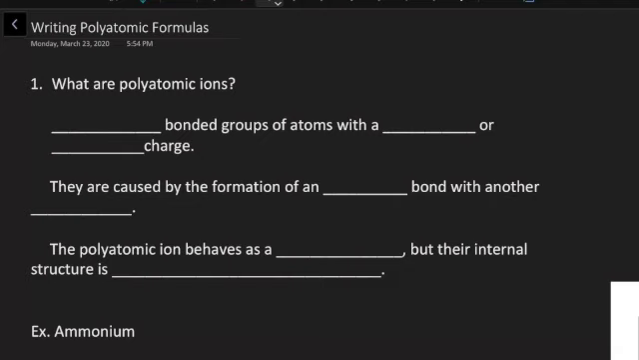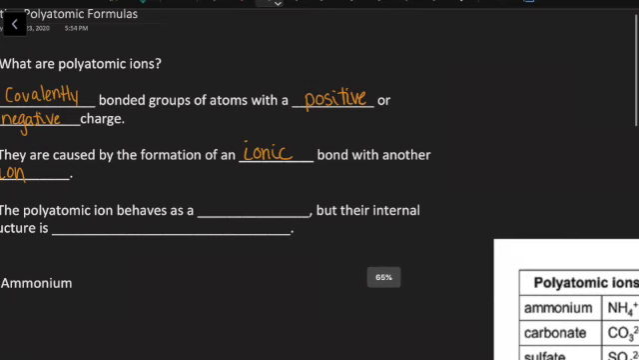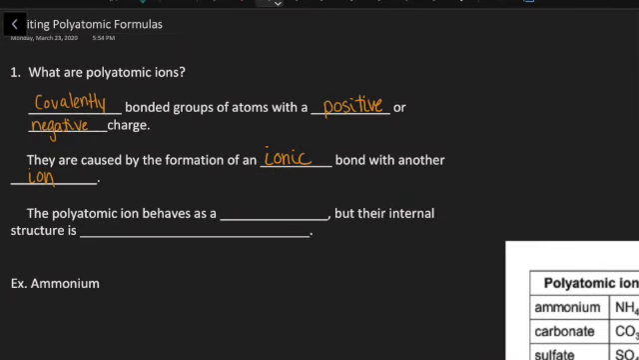So these are actually covalently bonded groups of atoms with a positive or negative charge. Make sure you're writing all this stuff down. You should be writing down everything that I do on all the videos. Alright, they are caused by the formation of an ionic bond with another ion. Alright, so they behave as a single unit.